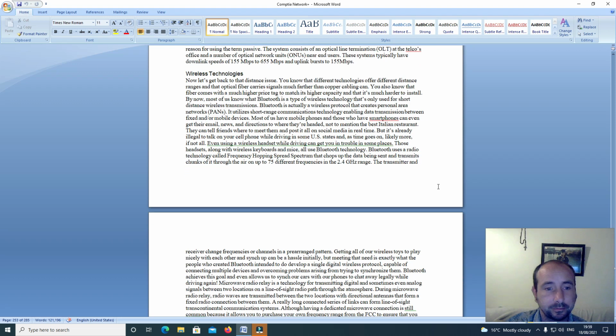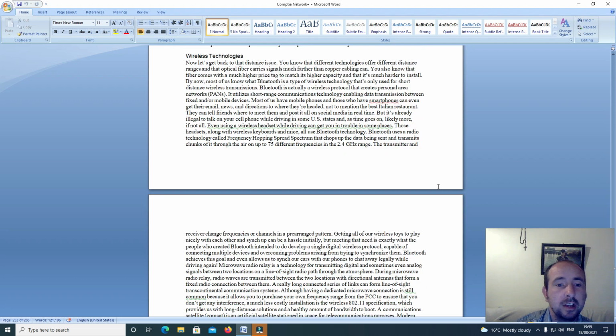Wireless technologies. Now let's get back to that distance issue. You know that different technologies offer different distance ranges and that optical fibre carries signals much farther than copper cabling can.